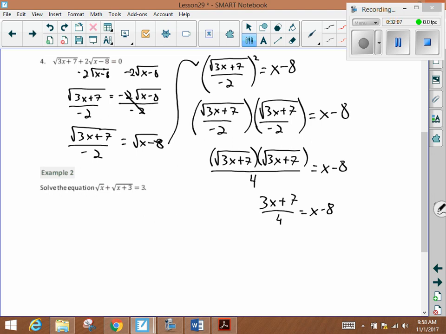Okay, I'm going to go ahead and multiply both sides by 4. Put that in parentheses so we know I'm multiplying the whole thing. Those are going to cancel. And then I get 3x plus 7 is going to be equal to, I'm going to go ahead and distribute that 4 so that I get 4x. And then 4 times the negative 8 is going to give me negative 32. Now we have a simple linear equation.